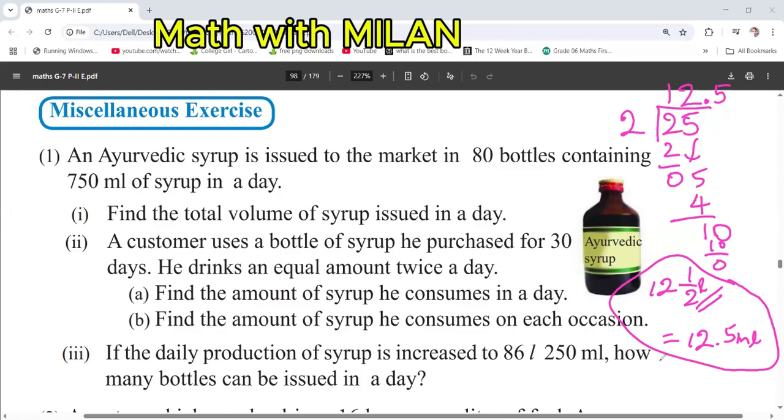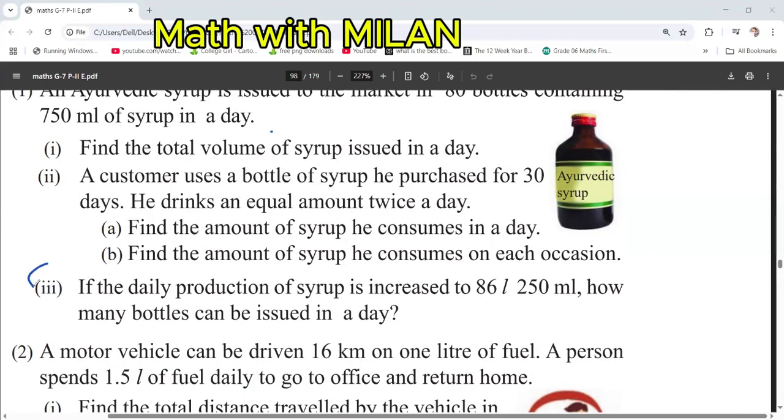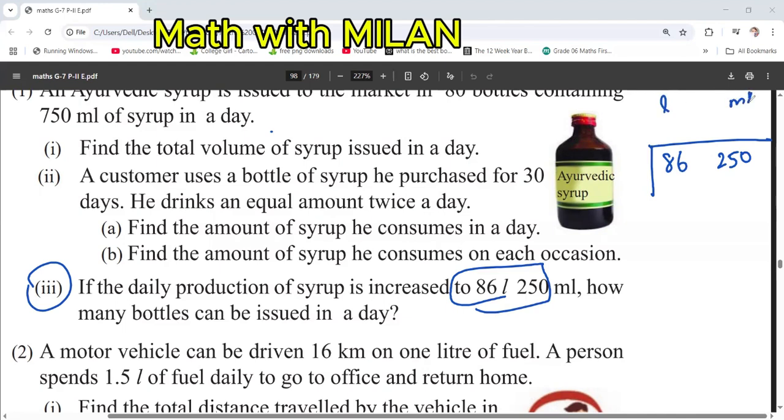Anyway, you need to know that you have to divide by 2 because this person drinks twice a day in equal amounts. Okay, now let's go to the third part. If the daily production of the syrup is increased to 86 liters, 250 milliliters, how many bottles can be issued in a day? So this 86 liters and 250 milliliters has to be filled into 750 milliliter bottles. So you need to find out how many 750 milliliters are there within 86 liters, 250 milliliters, right? So for that, you need to divide this by 750.